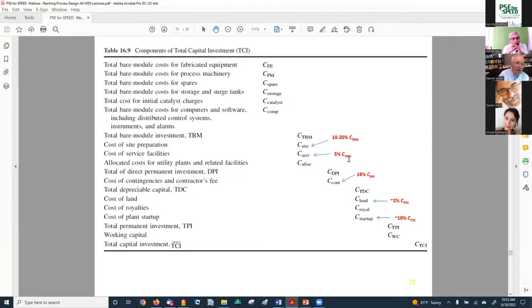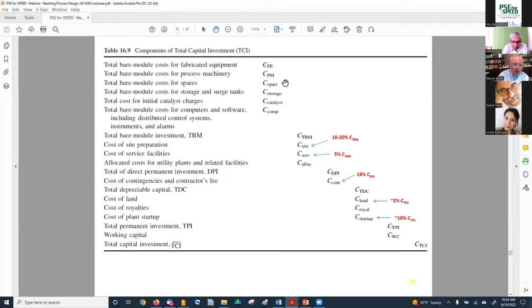You need to be able to sum up the installation cost for each kind. So you have the fabricated equipment, that's anything that doesn't have a moving part, like towers, for example. And you sum those all up. You have now the installation cost for the process machinery. That would be pumps and turbines and things of that sort, anything that has movement.